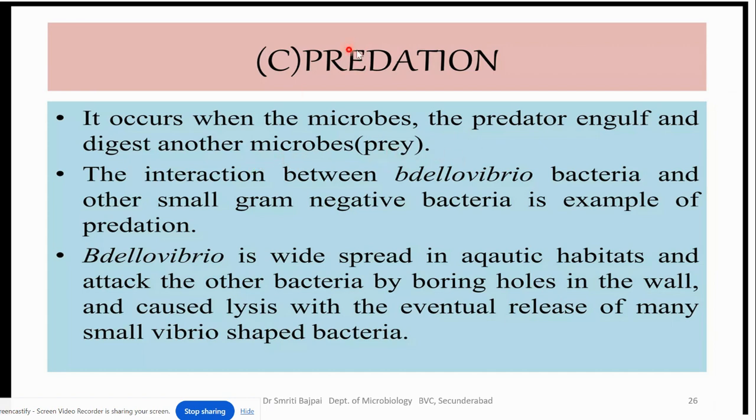For this, the example is Bdellovibrio bacteria and other small gram-negative bacteria. So what is happening here? Bdellovibrio is widespread in aquatic habitats and attacks other bacteria by boring holes in the wall. They bore holes in the wall, which causes lysis of the cell and eventual release of many small vibrio-shaped bacteria. This is called predation.